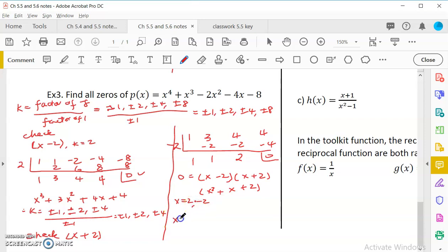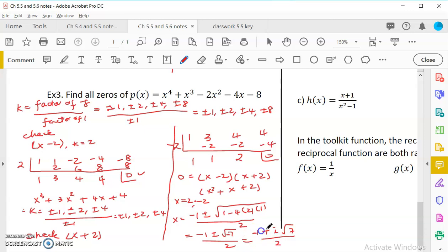Oh, x is also equal to, by the quadratic formula, -1 plus and minus the square root of 1 minus 4 times 1 times 2, all over 2. So that would be -1 plus and minus square root of -7, over 2. -7 we write as a complex root: -1 plus i root 7 over 2. So I have 2 more roots here.